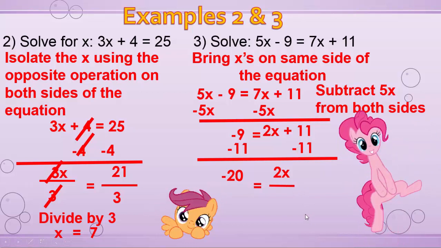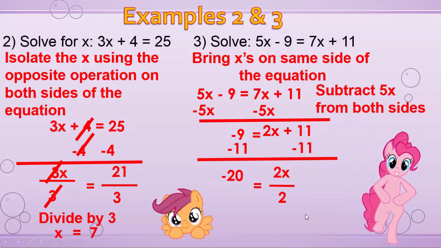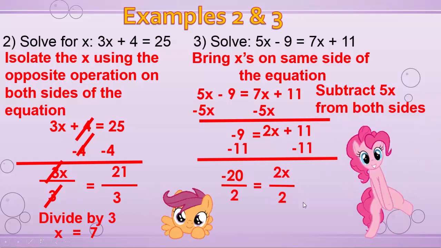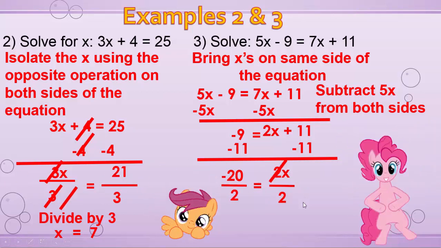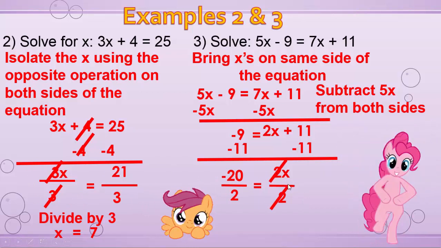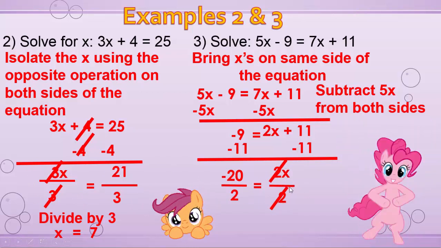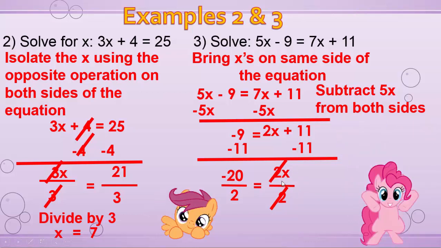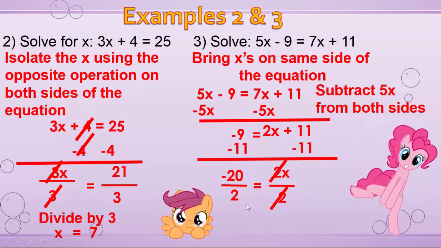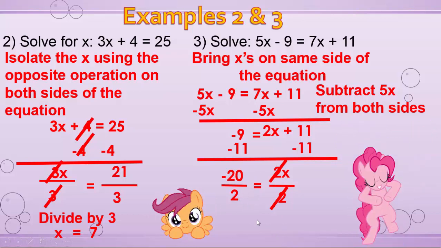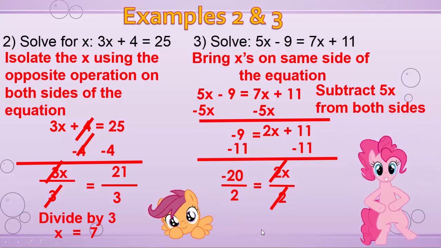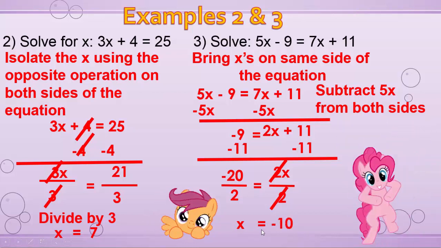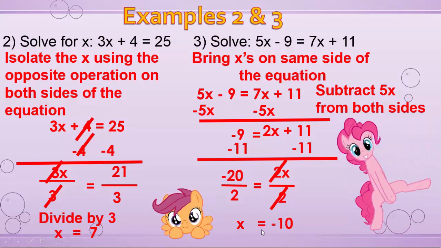Now we have to divide both sides by 2 to get the x all alone. And when we divide both sides by 2 on this side, that means we have the x isolated because it's 1x. And then 2 goes into negative 20, negative 10. And that means x is equal to negative 10.